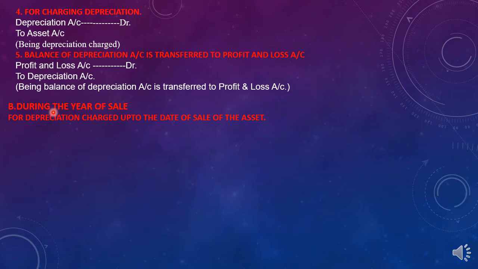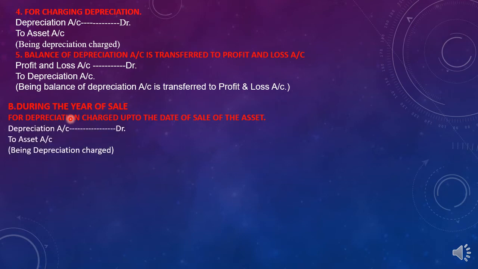Means if in the financial year the asset is sold after 3 months only, it means the financial year starts from 1st of April. So 1st of April, April, May, June, July. If the asset is sold in the month of July, we have to charge the depreciation for 3 months, because the financial year starts from April, and the asset is sold in the month of July, so 3 months of depreciation will be charged on the asset which is going to be sold.